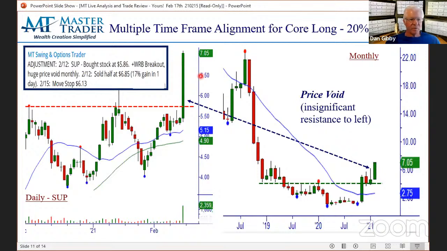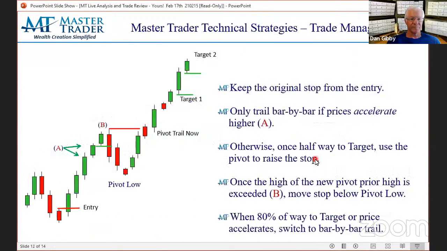Just another example here, this actually is an open trade of ours. Core trade, we've been in this, as you can see here, on February 12. We bought it at $5.86 on this wide range breakout. We're going to be talking about multiple time frames here today. And you know what all these bars mean. Price void means look to the left, there's not significant resistance. And we had a target of 10 bucks. And I think it gapped up to 10 bucks this morning, Greg, actually.